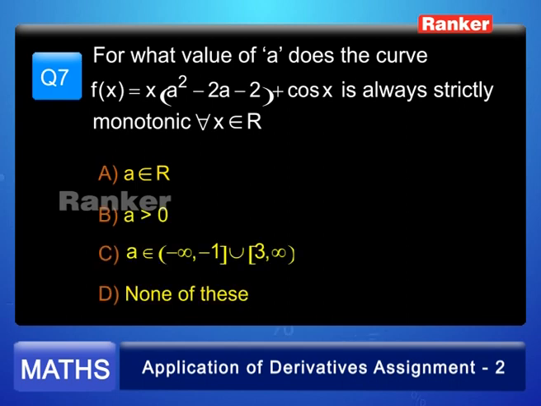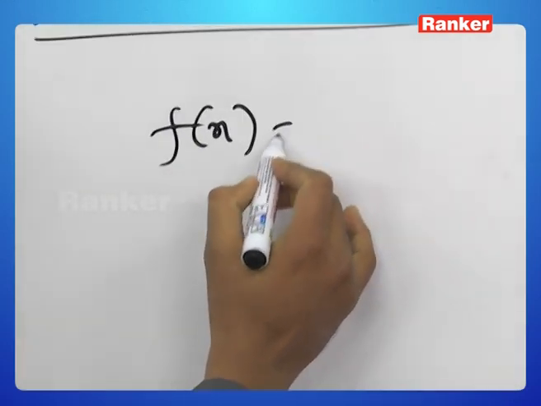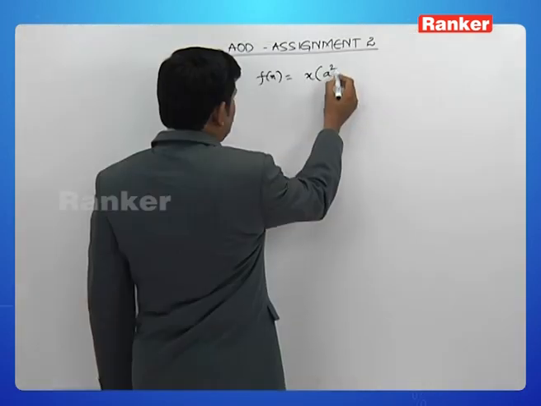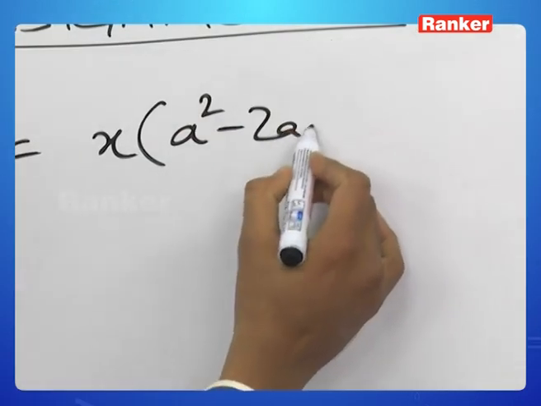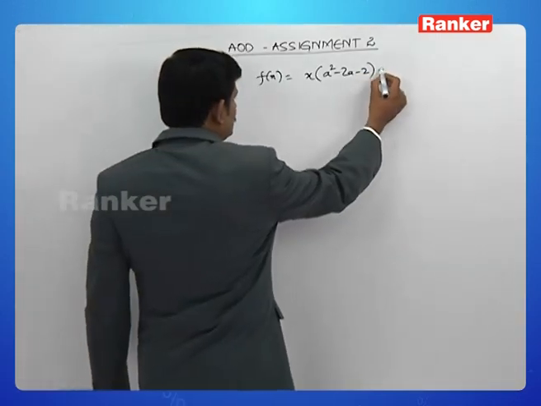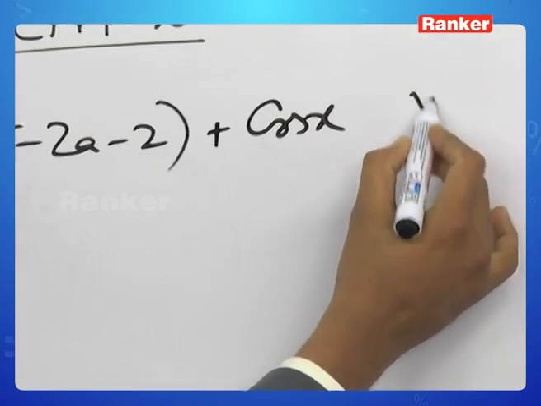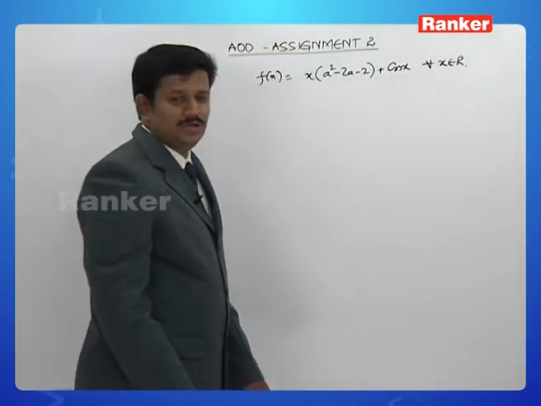Next question, for what value of a does the function f of x is equal to x into a square minus 2a minus 2 plus cos x is always strictly monotonic for all x belonging to R? We need the value of a such that the function f of x is equal to x into a square minus 2a minus 2 plus cos x is strictly monotonic for all x belonging to R.